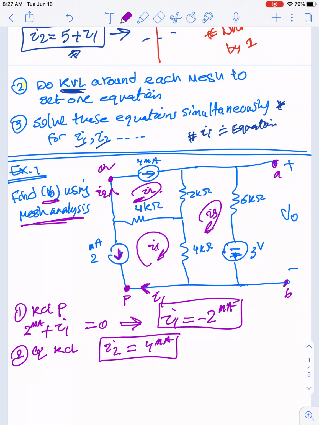So right now we reduced the total number of unknowns, which is 3, because the total number of meshes is 3. We reduced them into one mesh, or to one equation. So I need to find one equation, and this equation is a function in I3 in order to find I3. Okay, so let's do KCL.